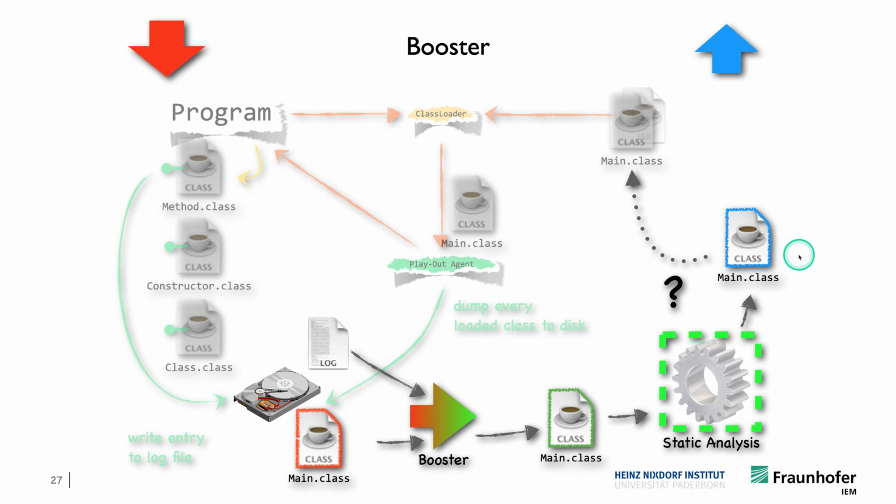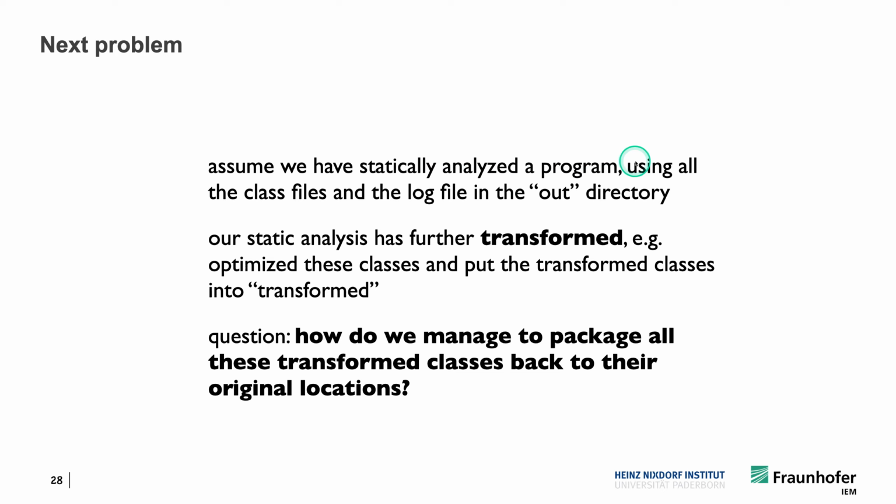So the problem is really as follows. Assume we have statically analyzed a program using all the class files and the log files and put the log file in the out directory. And then we assume that our static analysis has further transformed, for instance optimized, these classes and put the transformed classes into some transformed directory. Then the question is, how do we manage to package all these transformed classes back into their original locations? In the case of DaCapo, we saw this. We might actually need to package these classes back into these original nested jar files that they had been extracted from.